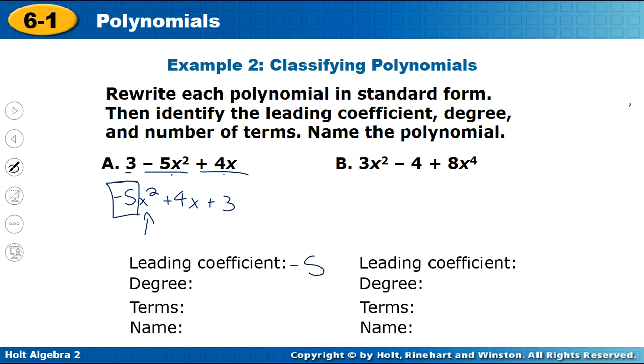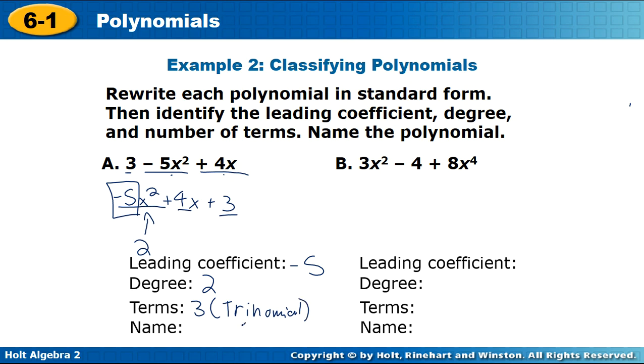Degree, since the highest degree term is a degree of 2, then the degree of the polynomial is a degree of 2. Terms, well, there are 3 terms here. You can count them. 1, 2, 3. We can also, remember, call that a trinomial. All right? Oh, I guess that's what it means by name. So, name, trinomial. Technically, you could call this, I guess, maybe if you want to be more specific, because this you would also call a quadratic. The full name would be a quadratic trinomial.